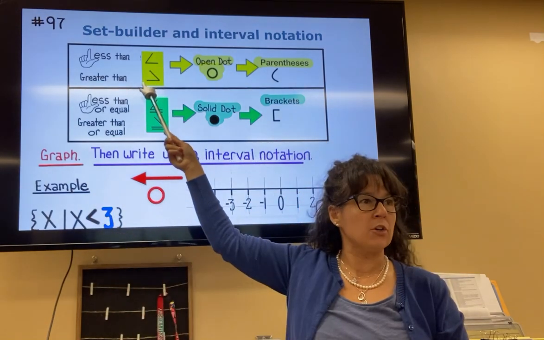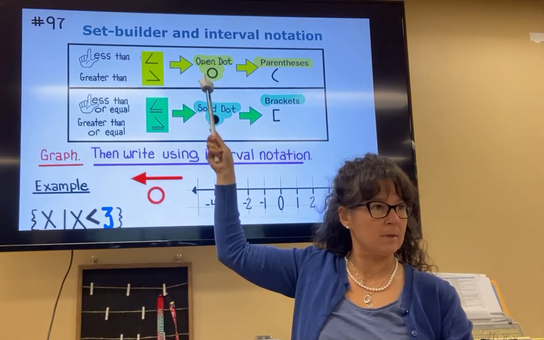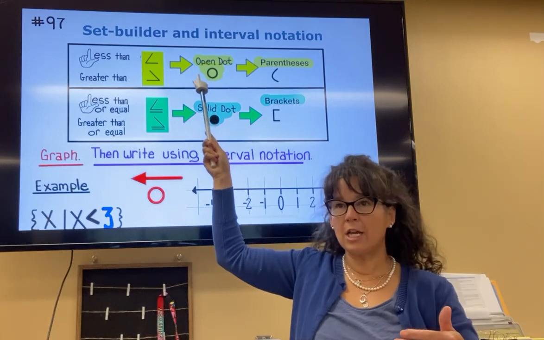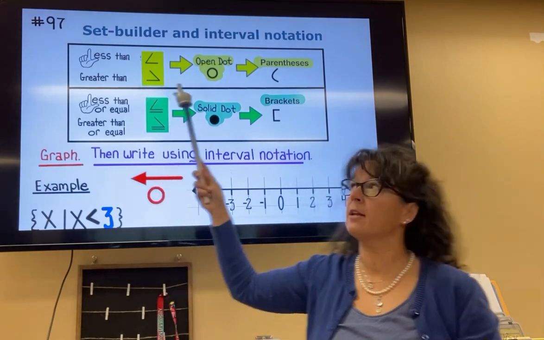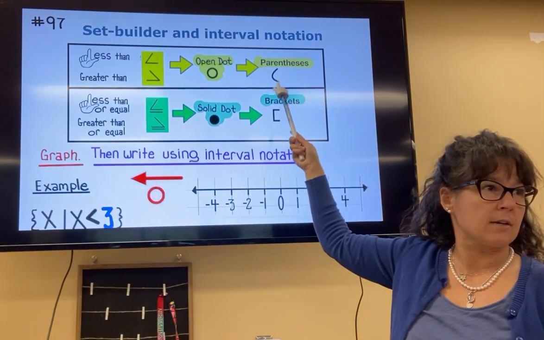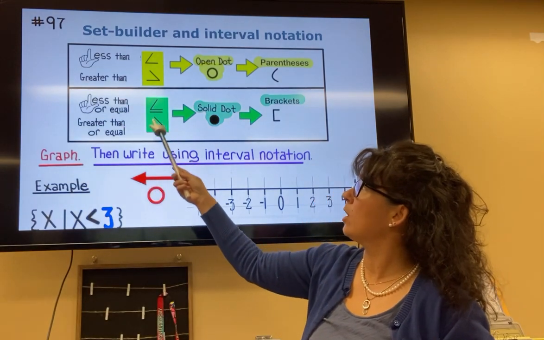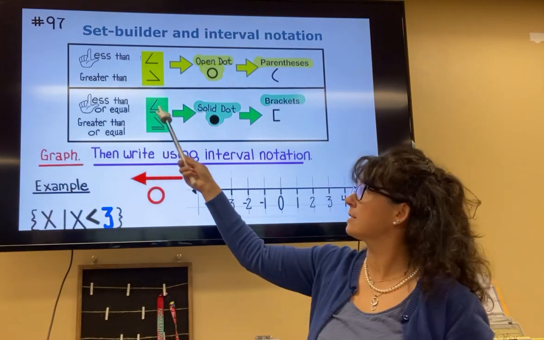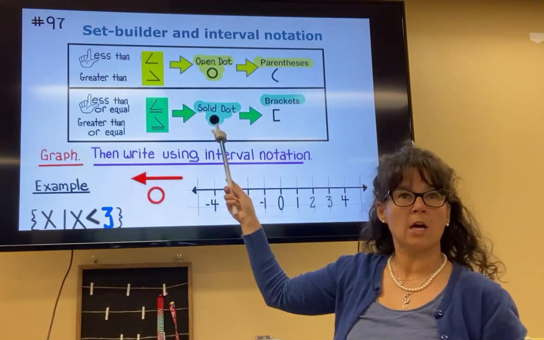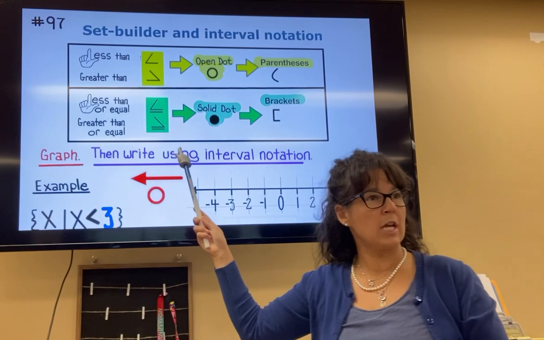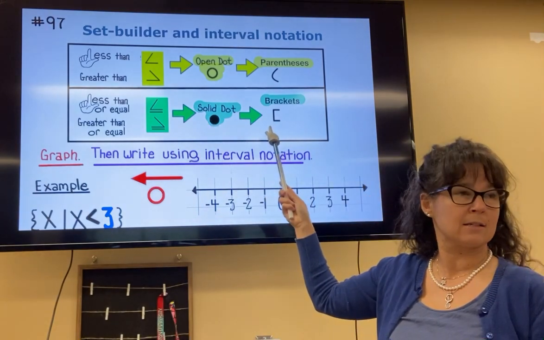If they are not underlined, it's the same thing as an open dot. And then another notation that is the same thing as an open dot, or less than, greater than, is a parenthesis. Then for our inequality symbols that are underlined, less than or equal to, greater than or equal to, those go with a solid dot. But another notation that means the same thing as the solid dot is a bracket.